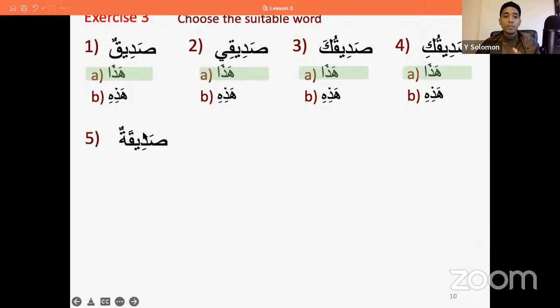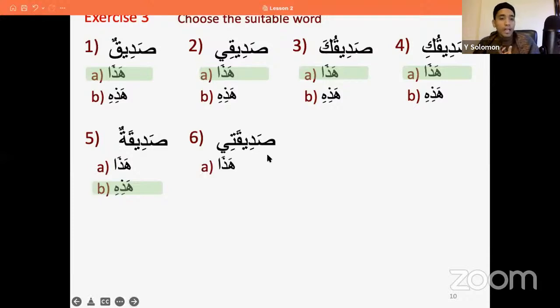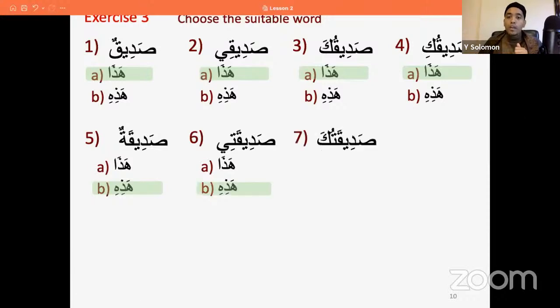Okay. Let's look at another example. صديقة. This word is a feminine word. So we're going to indicate to this word. So obviously this is going to be هذه صديقة. We mastered this in the previous exercise. Okay. How about this word صديقتي? So in this case, it's obviously still going to be هذه صديقتي. Nothing's going to change over there. It's fairly straightforward.